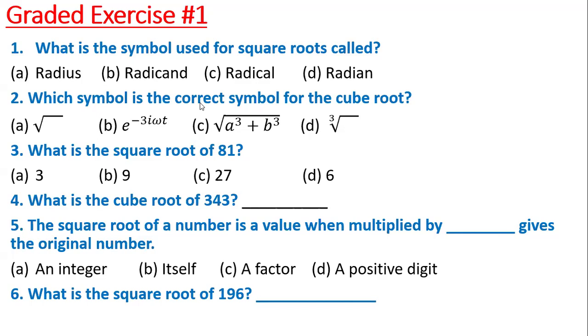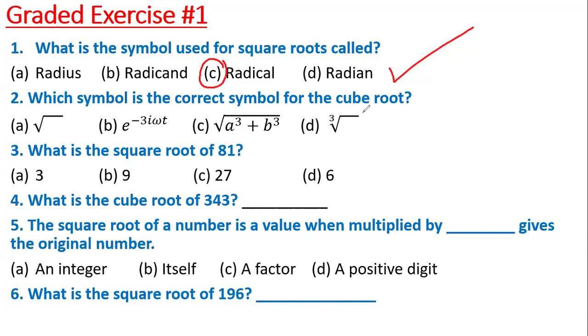Is there anyone else who's finished? Okay, so y'all just tell me the letter y'all chose. For number 1, what is the symbol used for the square root called? C. How many persons put C? I did. Very good. Radical. Excellent.